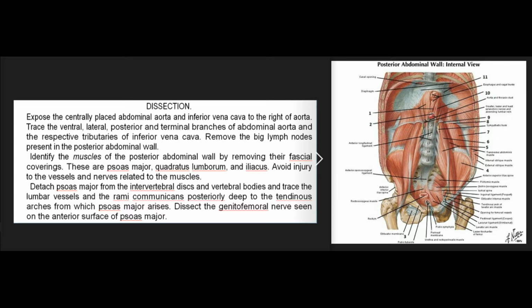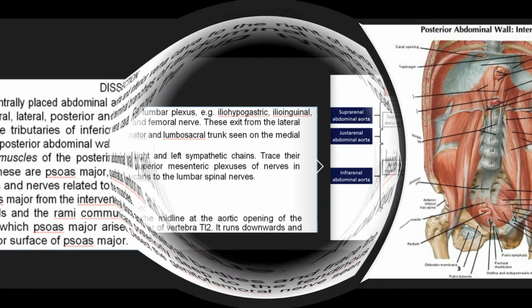Detach psoas major from the intervertebral discs and vertebral bodies and trace the lumbar vessels and the rami communicantes posteriorly, deep to the tendinous arches from which psoas major arises. Dissect the genitofemoral nerve seen on the anterior surface of psoas major.